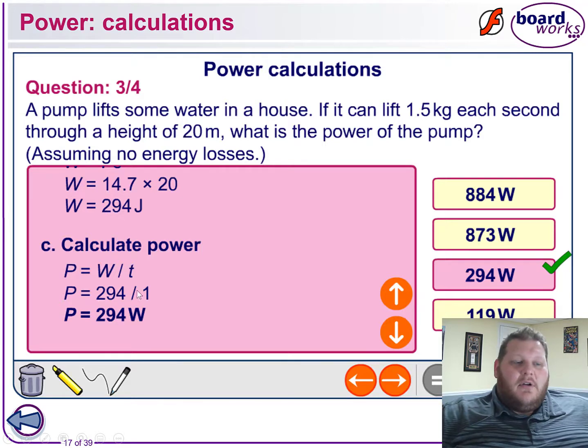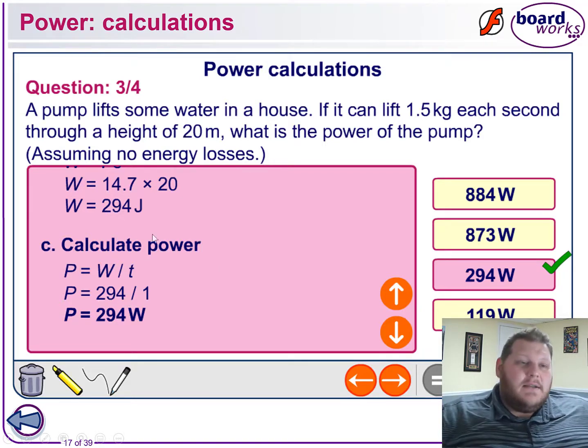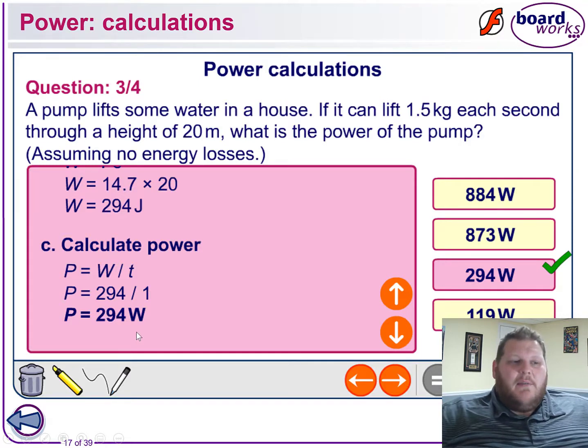To calculate the power, you're looking at how much time it takes to do that. In this case, every second it does that amount of work, so dividing by 1 is super easy. It's just the same thing. If we do it per second, 294 watts is the power rating of that pump.